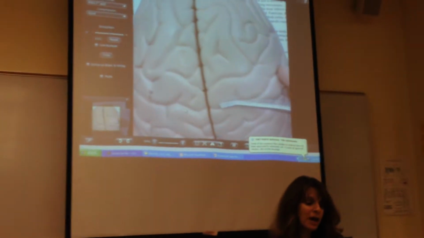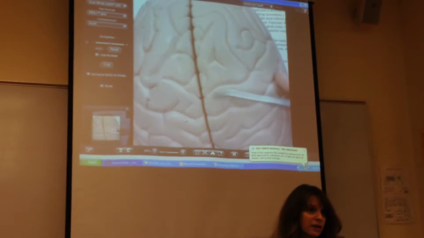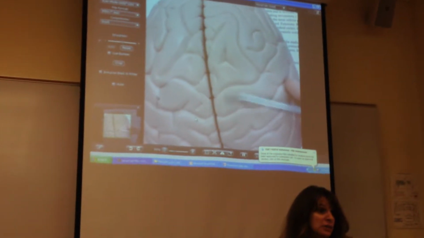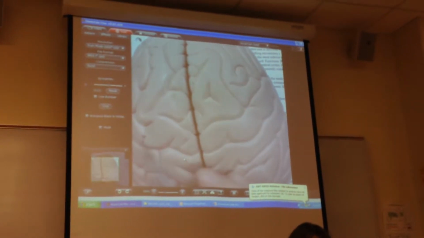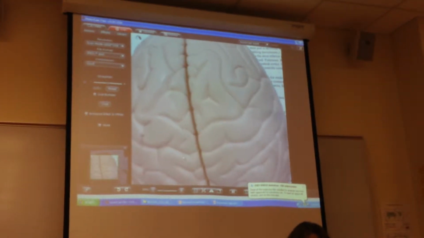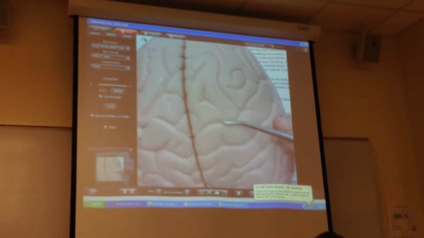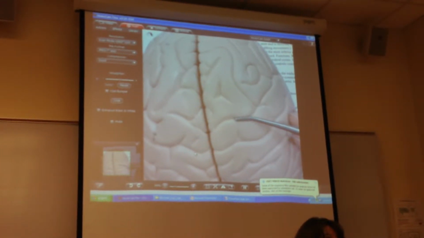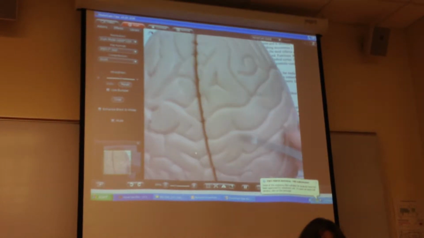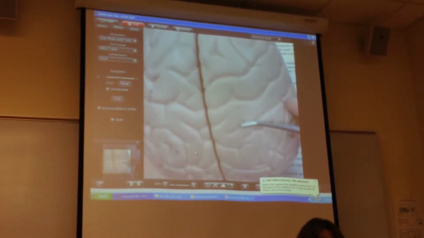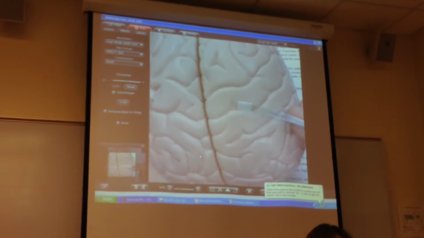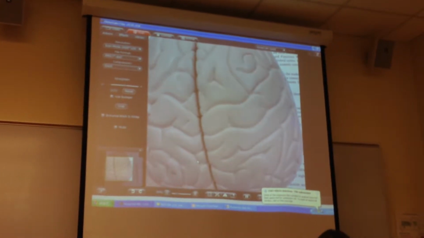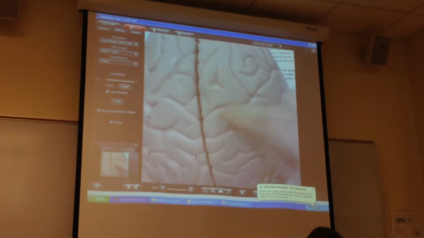Remember that these mounds that we see right here are called gyri, or singular gyrus. So if this is the central sulcus, what should we call this gyrus in front? The precentral gyrus. What should we call this gyrus behind the central sulcus? Postcentral.